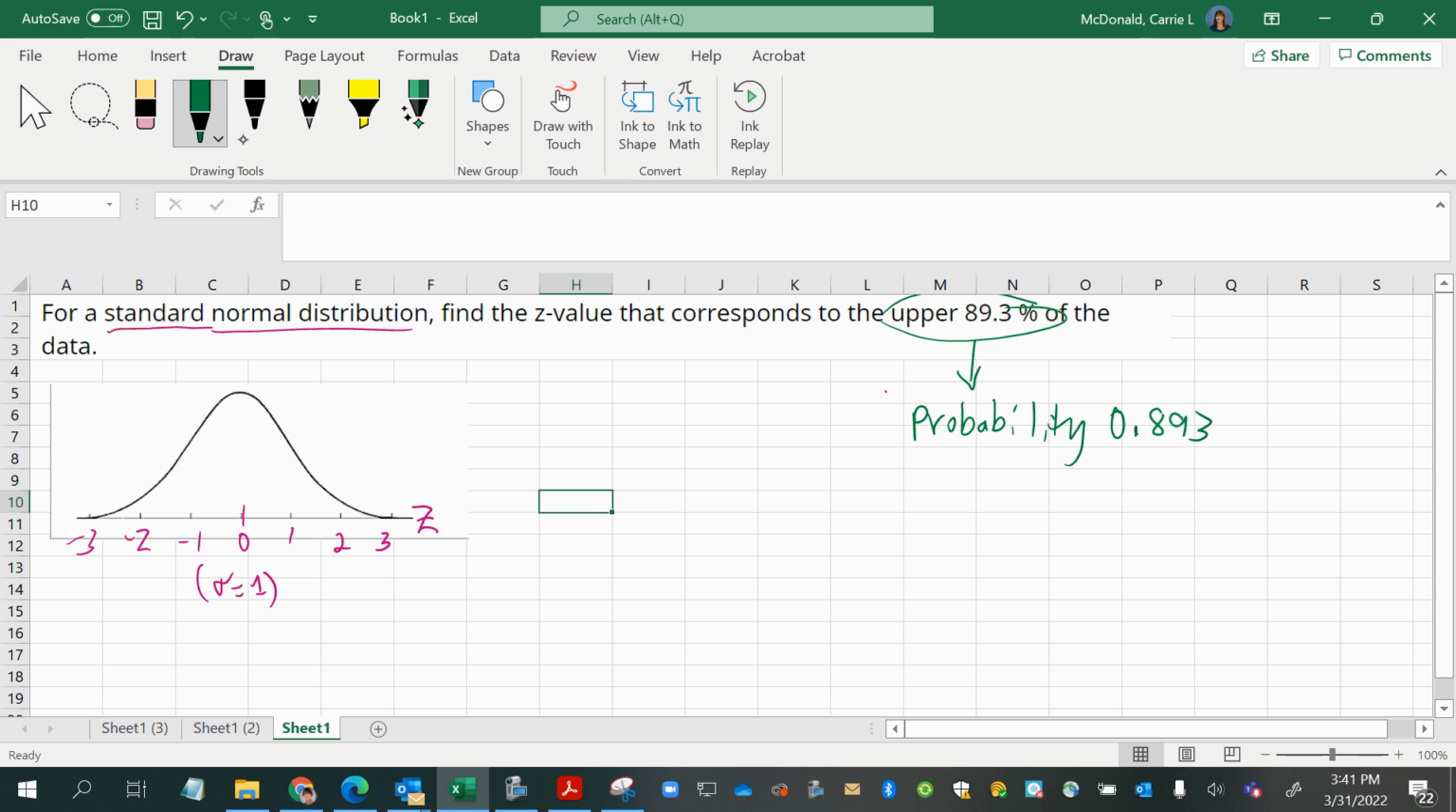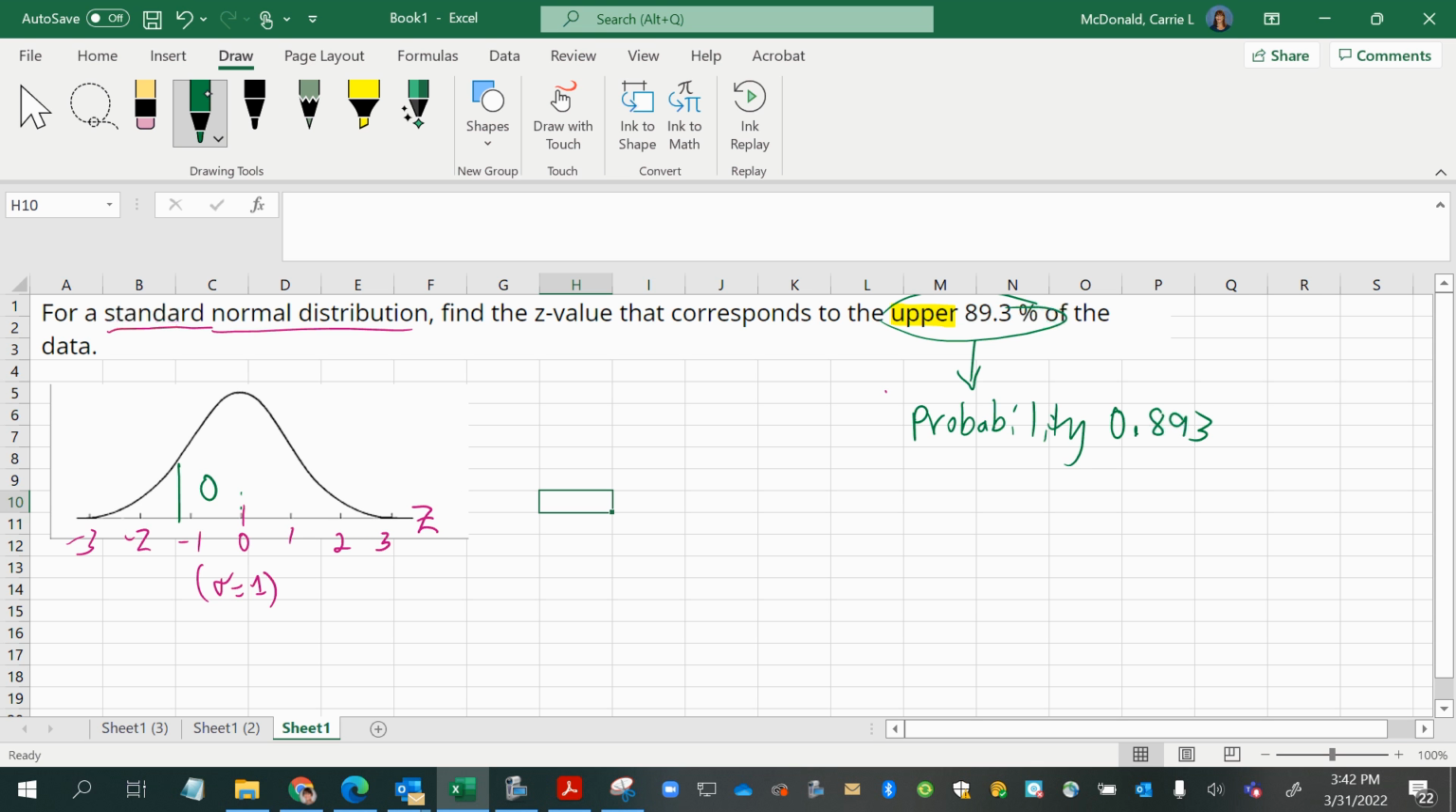And then we also want to make sure we pay attention to the fact that it says upper, so we know that this is going to be a right probability. Now, if we were to place our z-score boundary right at the center, then the area to the right would be only 0.5. So that means we know that we need to put our boundary much farther to the left to allow for a much larger right area.